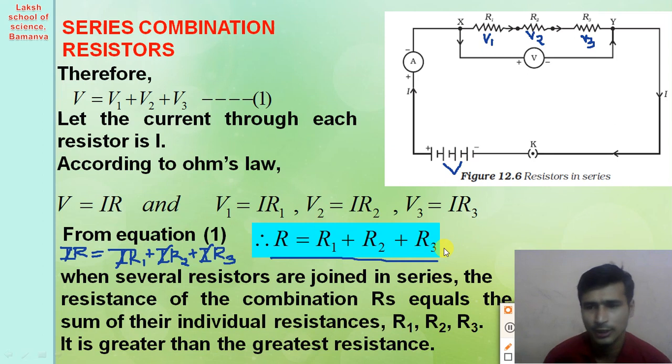Similarly, for 4 resistors, 5 resistors, when several resistors are connected in a series combination, the total resistance of the combination Rs equals the sum of their individual resistances R1, R2, R3 and so on, right? So when many resistances are connected in series combination, the total resistance is the sum of the individual resistances.